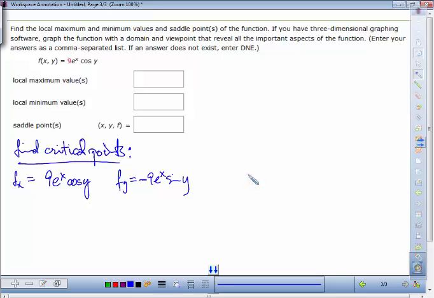And I have to set each of these equal to 0. So when they're set equal to 0, I have a product, so I can separate this. I have e to the x, or 9e to the x, doesn't matter, but e to the x will never be equal to 0, so I don't think that'll happen. And then the cosine of y equal to 0 when, does it have a domain here?